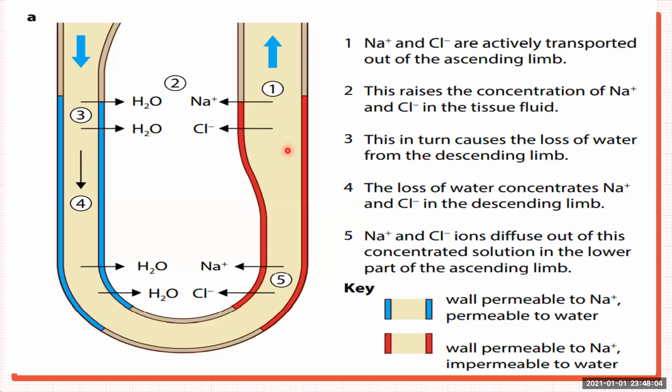Okay, so to understand this part better, we always start from the ascending limb. Sodium and chloride ions are actively transported out of the ascending limb.